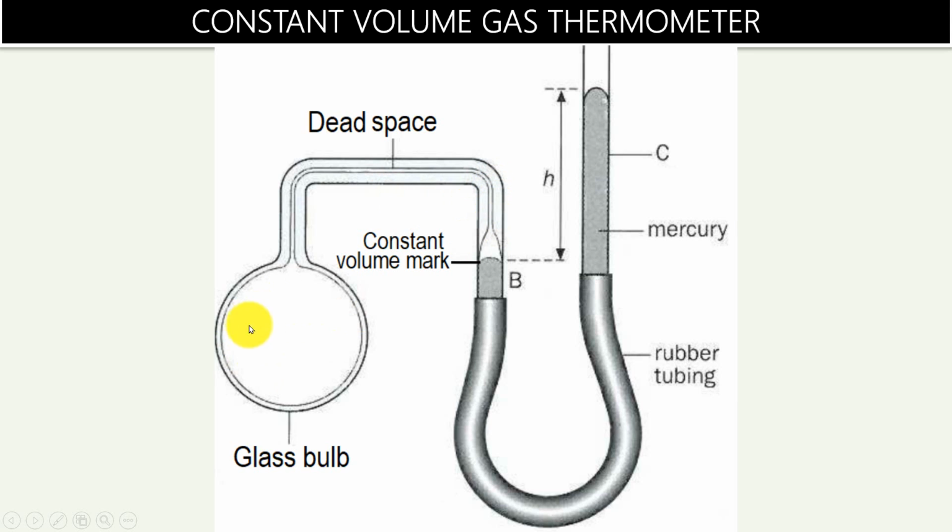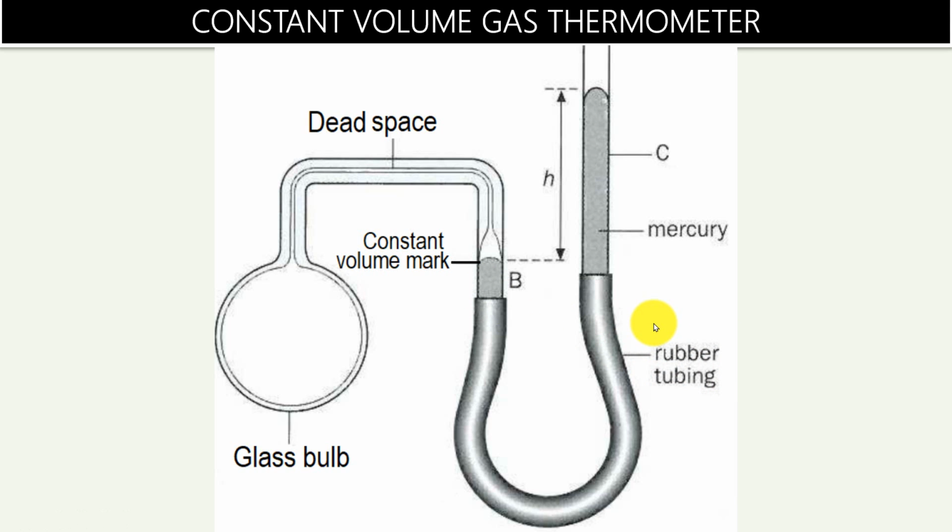Otherwise, if the pressure increases here and then it pushes because of the expansion, when you put this glass bulb in a hot substance or a liquid, it means that it will push this mercury into the rubber tubing. It has to be flexible.